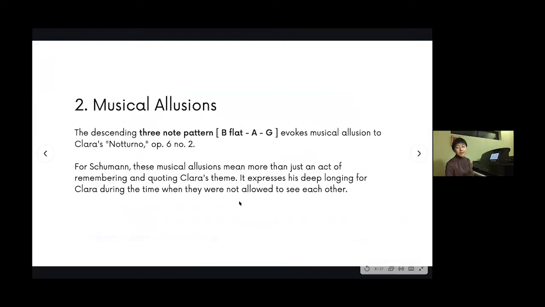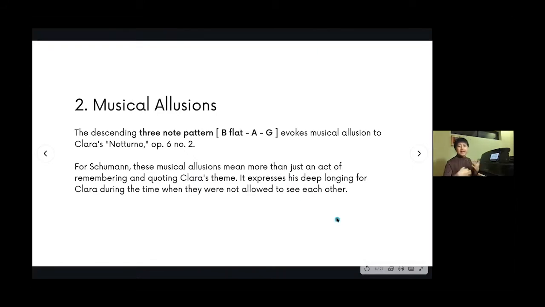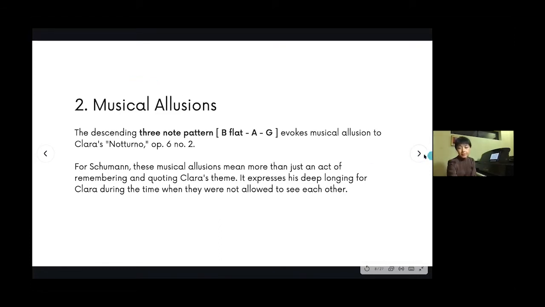Okay, musical allusion, B flat, A, and G. Just now we talked about how Schumann is not just quoting Clara for the sake of remembering her, but more than that, he is expressing his deep longing for Clara. He really yearned to be with Clara because during that time they were separated. They were in love, but forbidden. So it expresses his deep longing for Clara during the time when they were not allowed to see each other. This is the point where we really need to know how important Clara is in his life and how much in love Robert is with Clara.